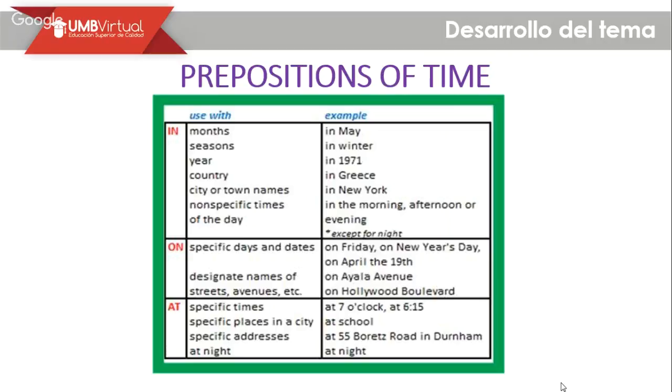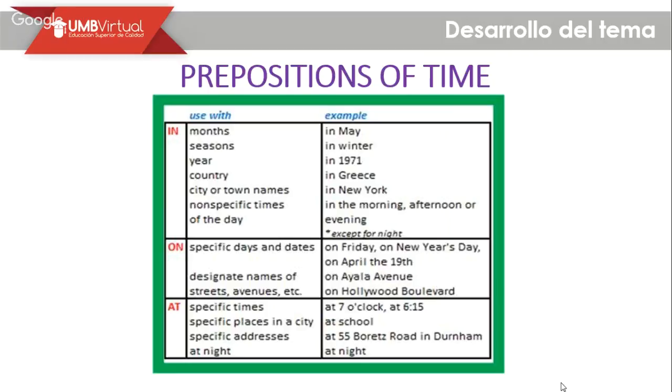In the second part, with seasons, in winter, in the summer, todas las temporadas del año. Entonces podemos decir en el invierno, en el verano, en el otoño, in the autumn, in the fall. Year, cuando estamos hablando de una fecha específica. My birthday, you can say it's in February.